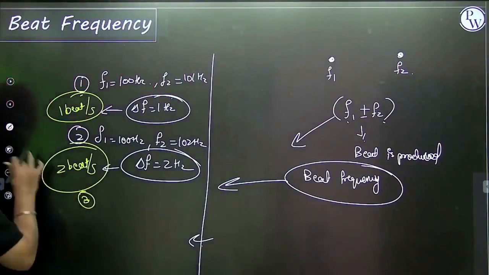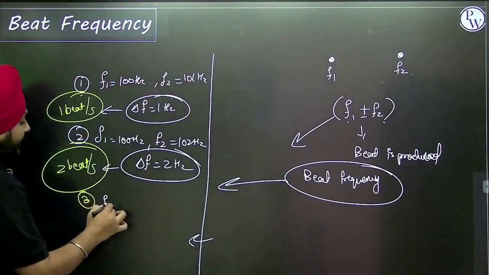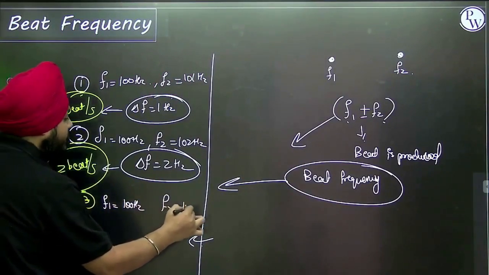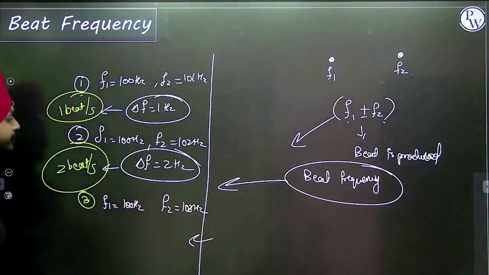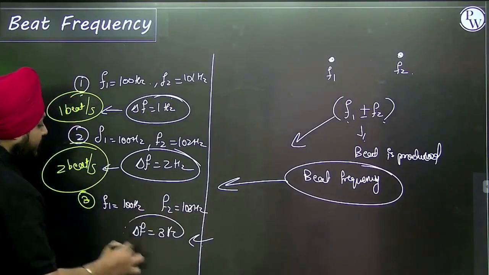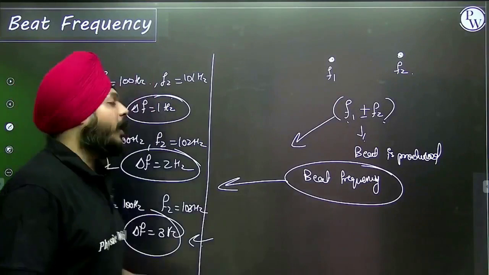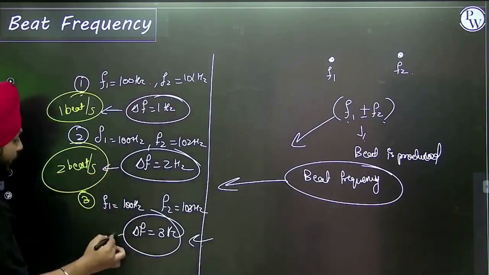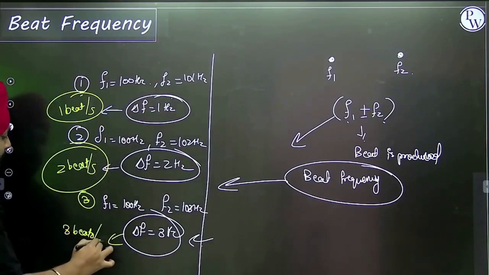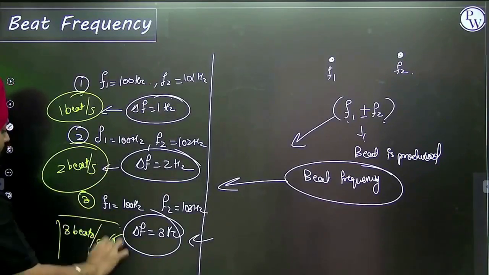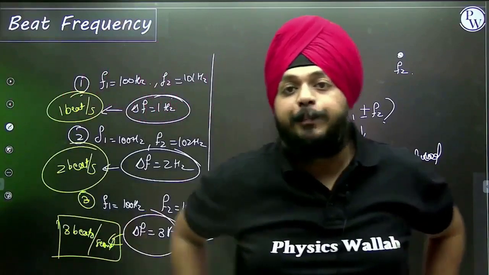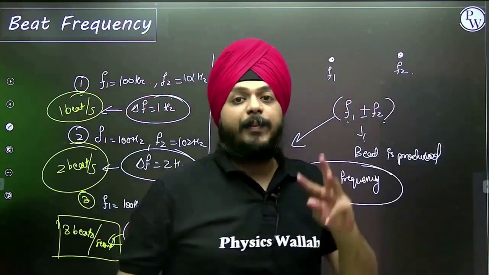Let us take an example. If we are keeping the value of f1 as 100 hertz and the value of f2 as 103 hertz, what will be delta f, the beat frequency? It means what? 3 beats are getting produced per second. Three beats.